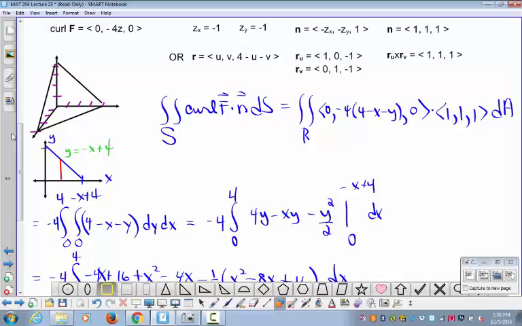With surfaces, unless the surface is closed, you can't say outward normal and have it make any sense. Just kind of like the right hand rule, right? You always have to use the right hand rule. Okay.